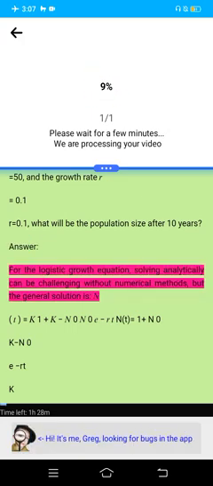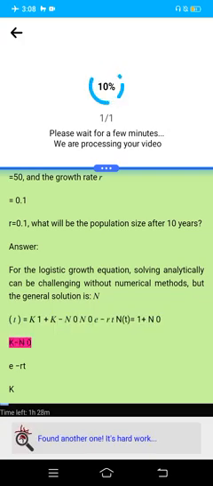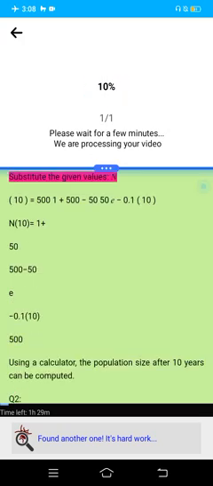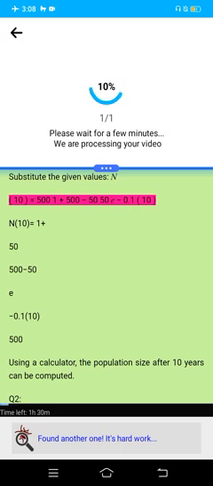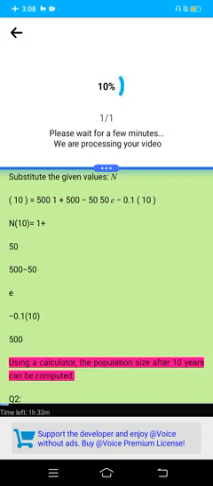Answer. For the logistic growth equation, solving analytically can be challenging without numerical methods, but the general solution is N(t) equals K divided by 1 plus ((K minus N0)/N0) e^(minus rt). Substitute the given values: N(10) equals 500 divided by 1 plus ((500 minus 50)/50) e^(minus 0.1 times 10). Using a calculator, the population size after 10 years can be computed.